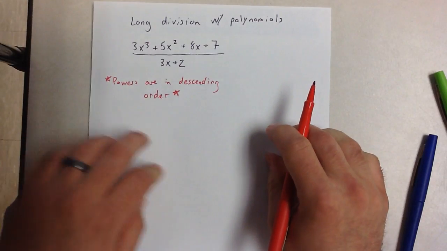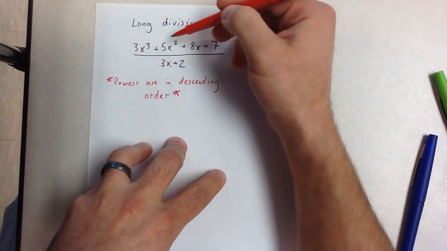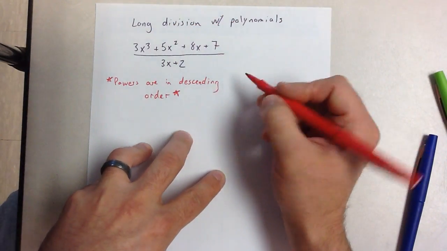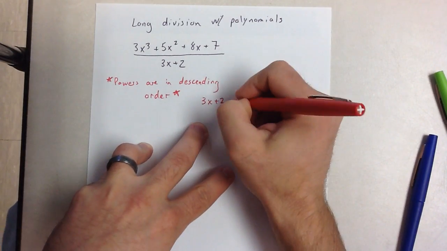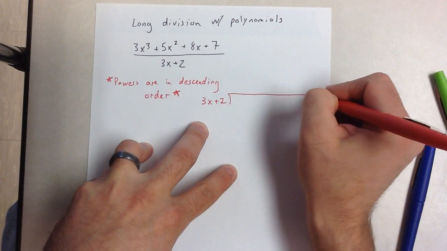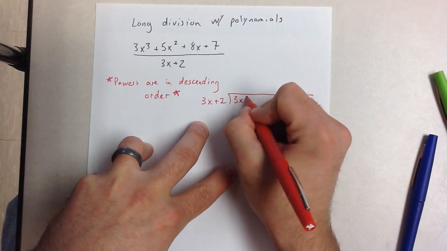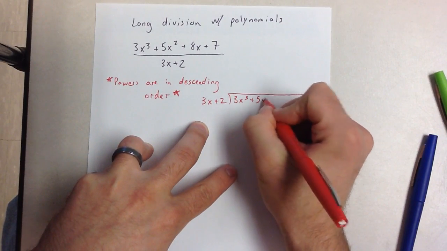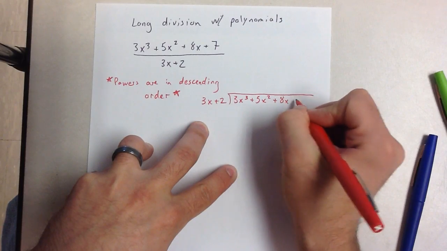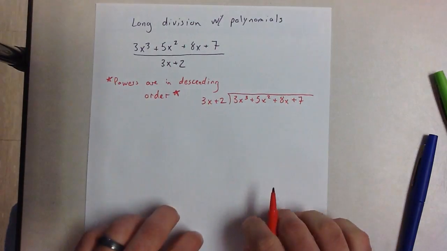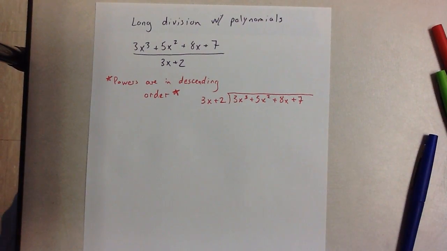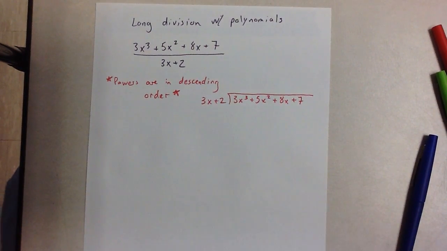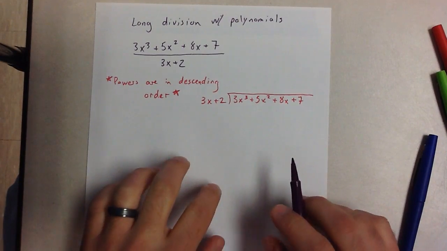They have to be. So we look at that. They are. So we have 3x plus 2. That is our divisor. And we have our dividend of 3x cubed plus 5x squared plus 8x plus 7. Okay. Now this might look like a monster to you, but we're going to break this down and see how we go about dividing these two functions.